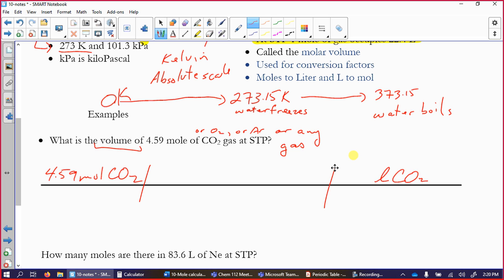Same thing. I want liters, so liters goes on top. I want to get rid of moles, so moles goes on the bottom. Moles and moles cancel. We're left with liters. We know it says at STP 22.4 liters of gas would be representative of, or 1 mole takes up that volume.